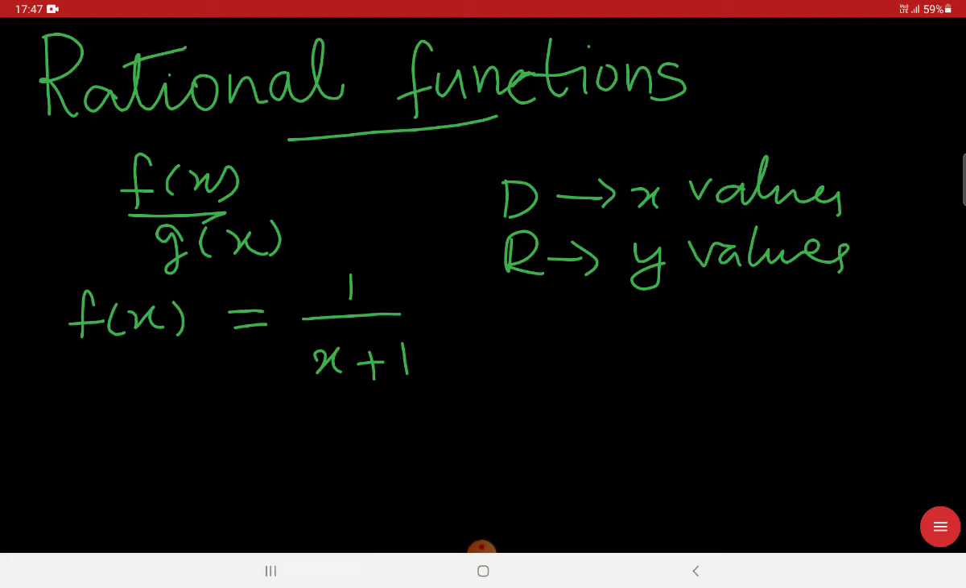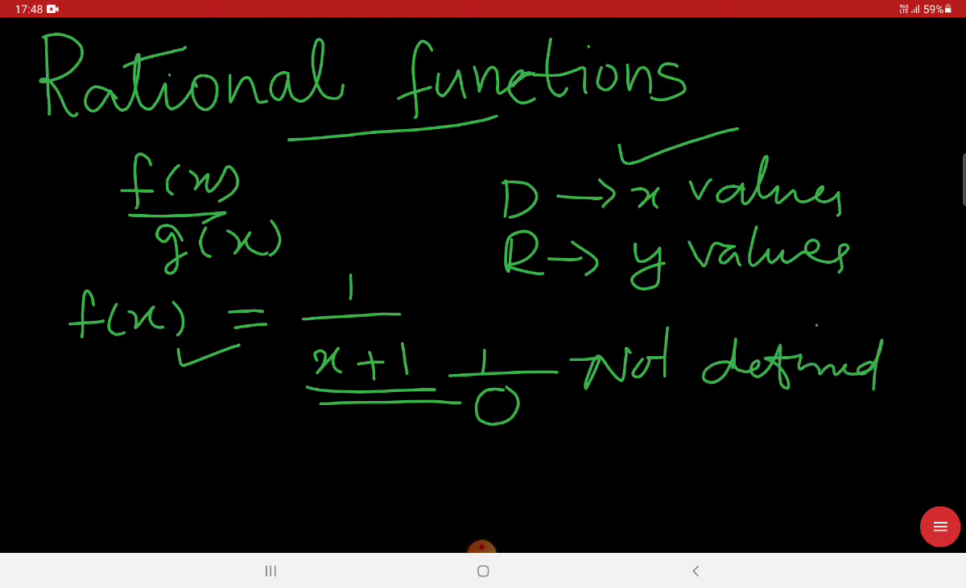So, first we can find the domain of the function. See, here the function is 1 by x plus 1. It is a rational function. And we have to find the values of x at which the function is defined. Now, see the denominator. This denominator cannot be 0. If the denominator is 0, the function becomes 1 by 0. It is not defined.